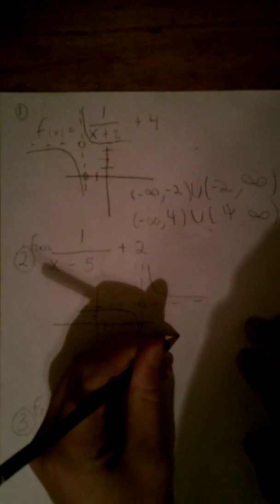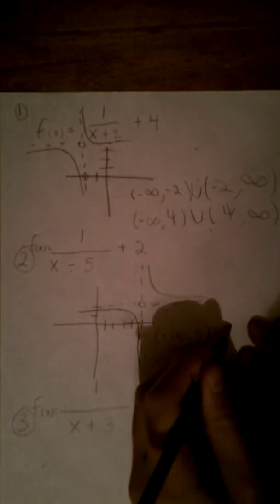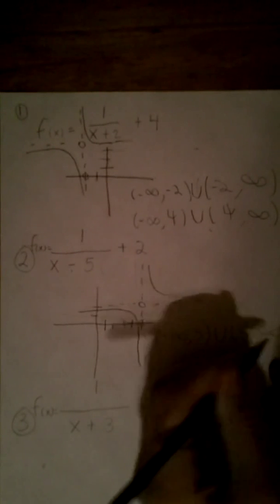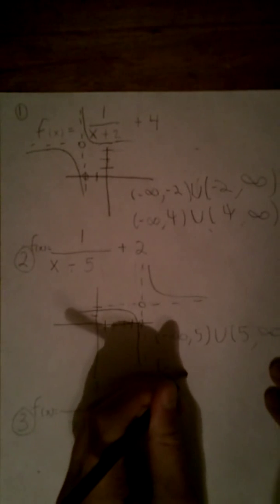So, there you go. And so the domain and range for that, you're going to have, again, starting with -infinity, and then this time we're going to 5. Then you have that u. And then you go from 5 to infinity. And then for the range, you have, again, -infinity to 2, and then a u, and then 2 to infinity.